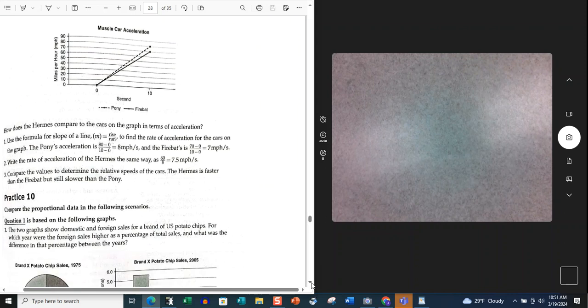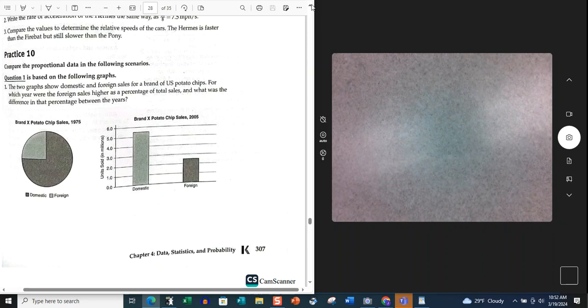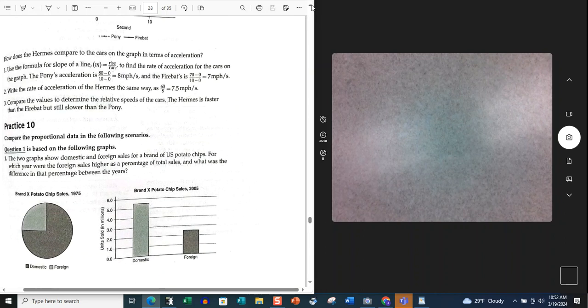Okay, now it says here, compare the proportional data in the following scenarios. This is the actual set. Now, one thing I want to say, because I know that you all would have a question about the slope of a line. We have not covered slope yet. We're going to cover slope probably in the next chapter. So don't worry about that because I don't believe that you necessarily need slope. And if we do end up encountering that we need slope, then I will show you the slope formula.